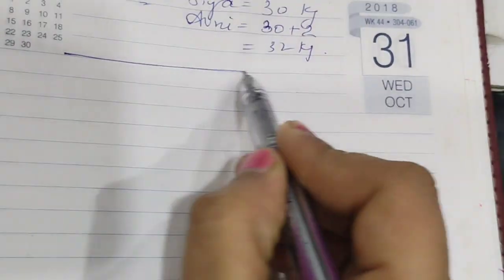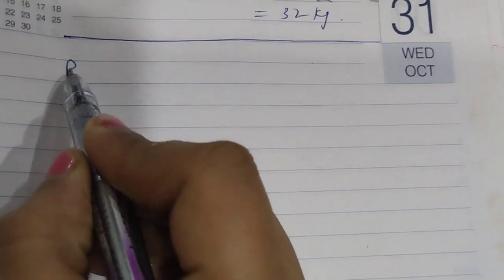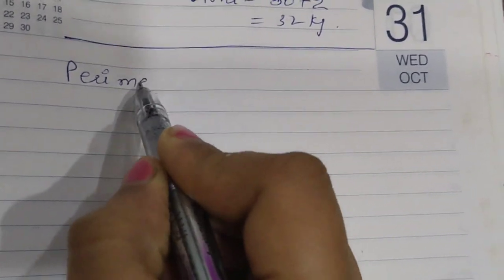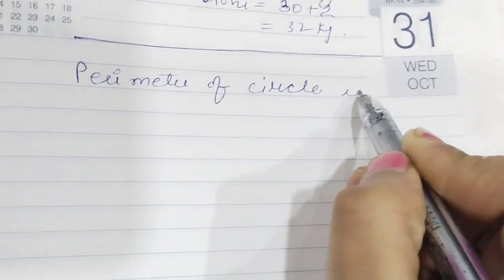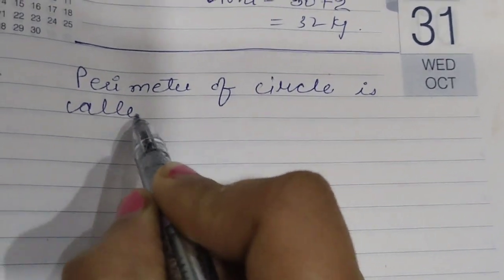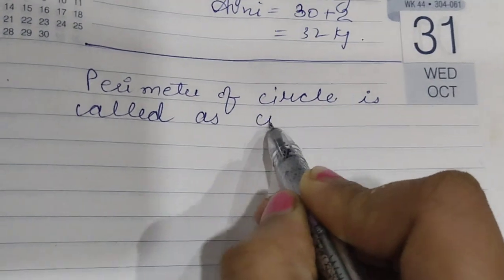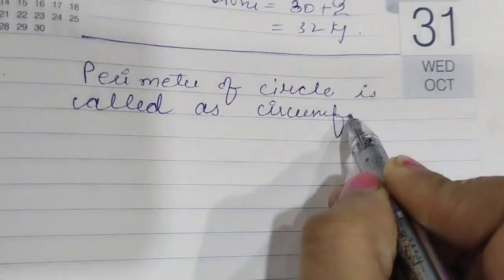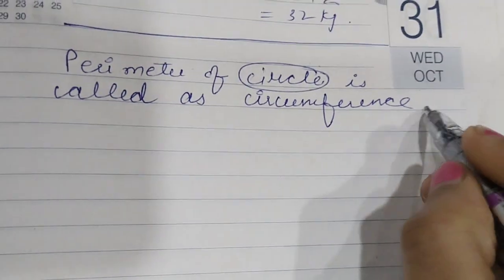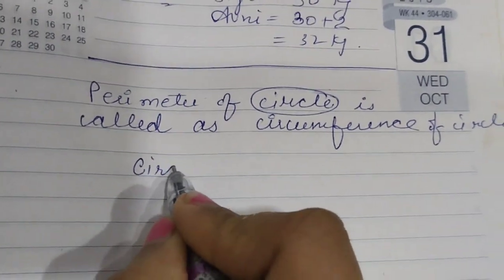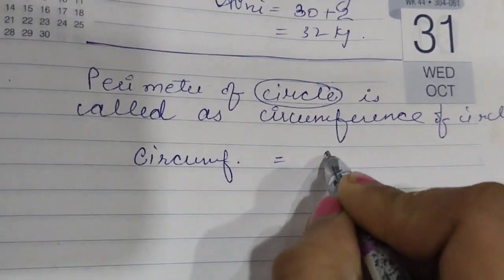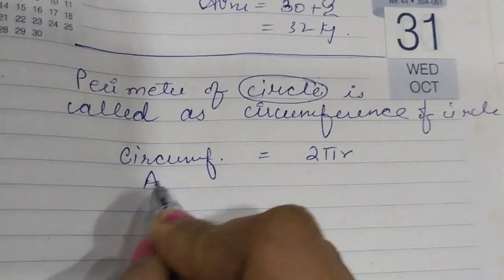As we have studied perimeter, the perimeter of a circle is called or known as circumference. That means in case of a circle, the name of perimeter gets changed. It is known as circumference of the circle. The formula for circumference of a circle is 2 pi r.